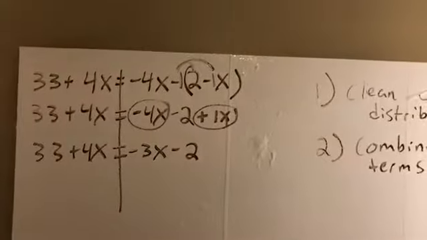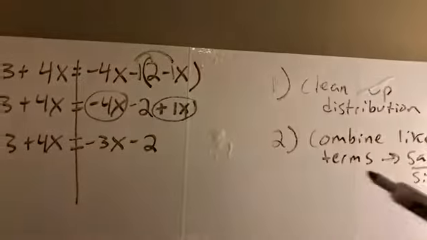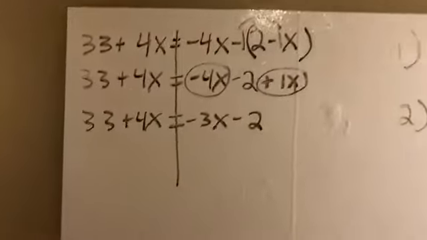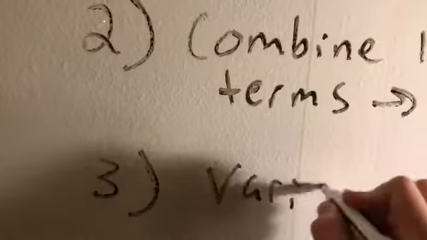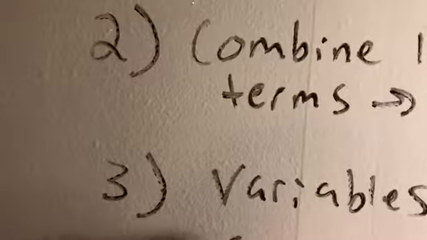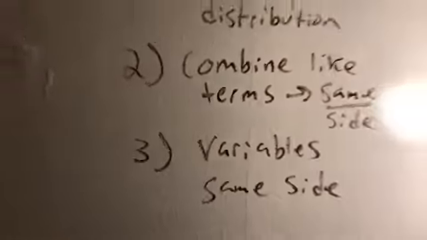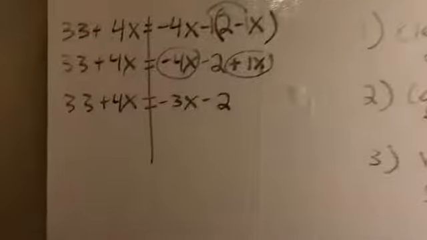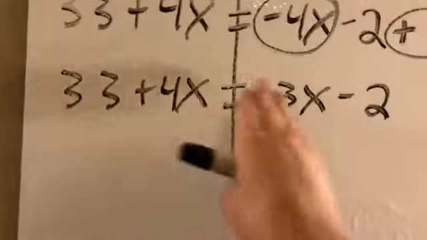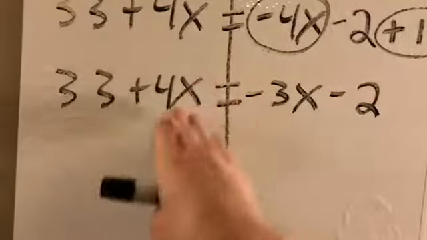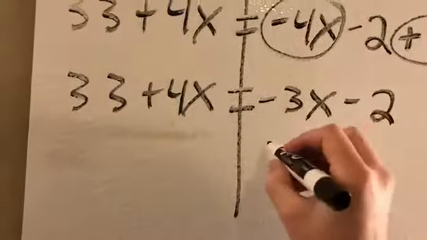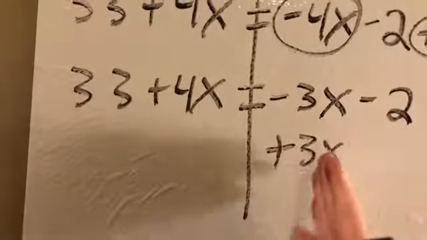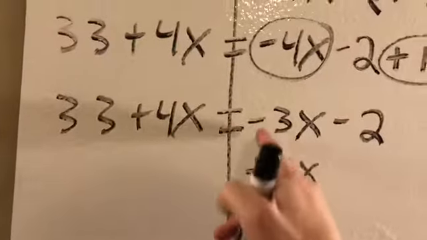Okay. So I did my distribution, I combined my like terms that I could, and now I don't have any like terms on the left side or on the right side. So now we want to get the variables to the same side. It does not matter if you move the 4x over or the -3x over. You will get the correct answer either way. So I'm going to move the -3x. If it's a -3x, I'm going to add that 3x, because now that I'm going across the equal mark, I have to use my inverse operations.